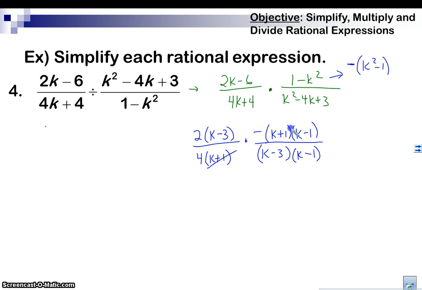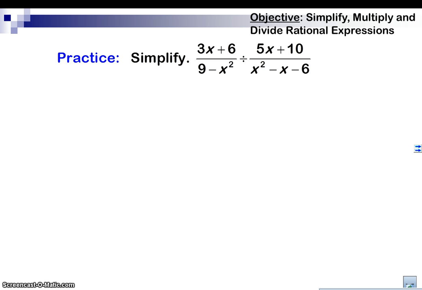So the k plus 1's are here, the k minus 1's are here, the k minus 3's are here. Wow, 2 goes into 4 twice. All I'm left with, folks, is negative 1 over 2. All right, so when all is said and done, this is what we're going to end up with. All right, so I've got one more practice for you, and then that's it for this video. So go and take a second to practice that out.